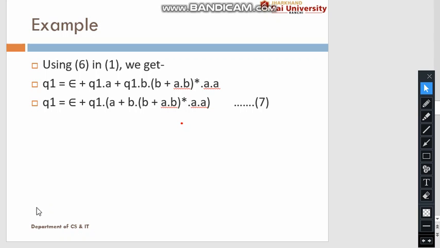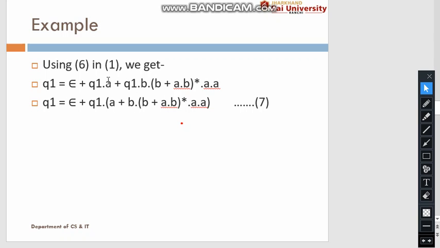The example number 1. Here we will put the value of equation 6 in equation 1, and equation 1 can be written as q1 equal to epsilon plus q1a plus q1b into (b plus ab) whole to the power clean closure aa. Here we have put the value of q3.